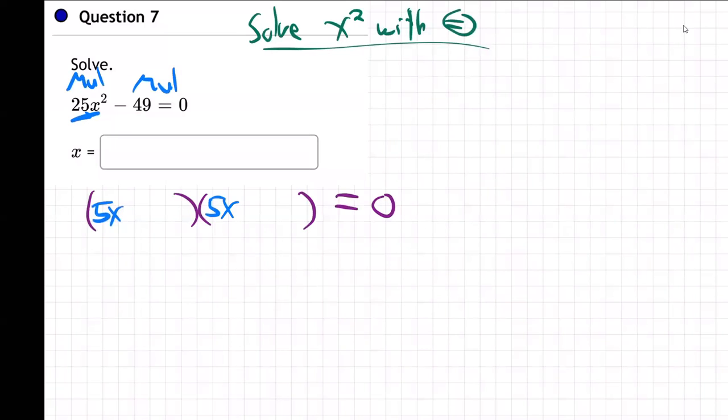And then what about the back? Well, that's going to be 7 times 7. How do you make negative 49? 1 positive, 1 negative makes negative 49. We good there? Like that?